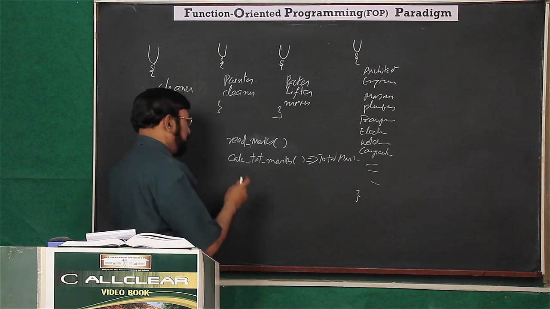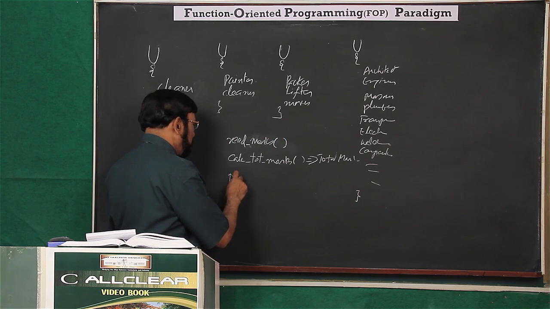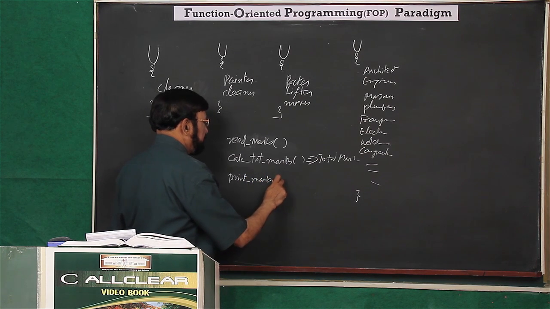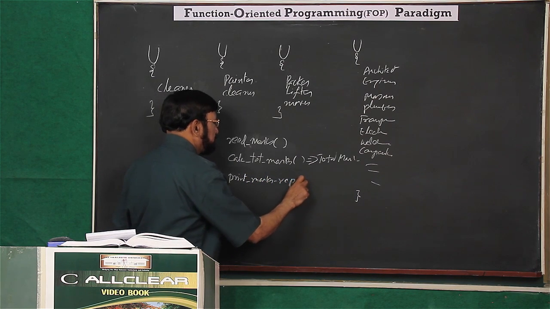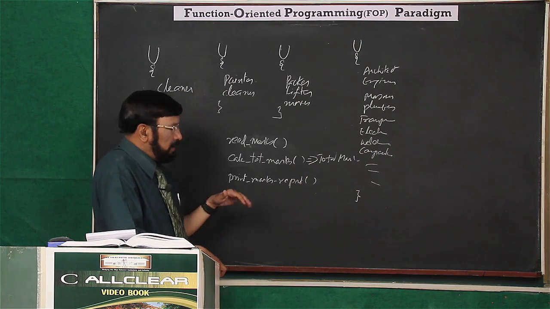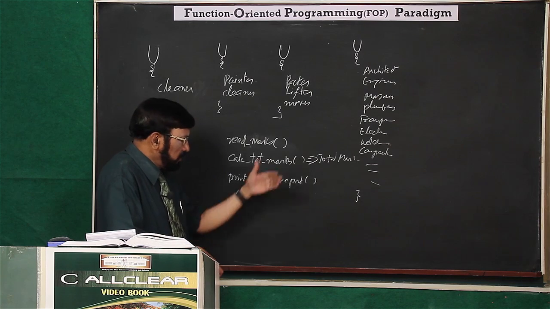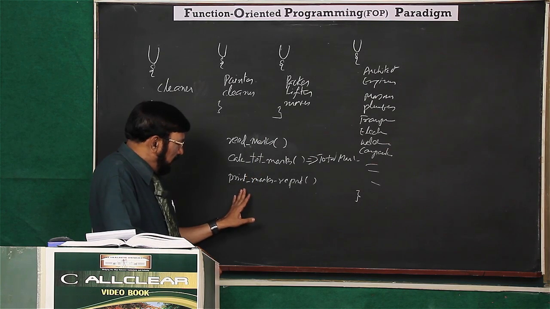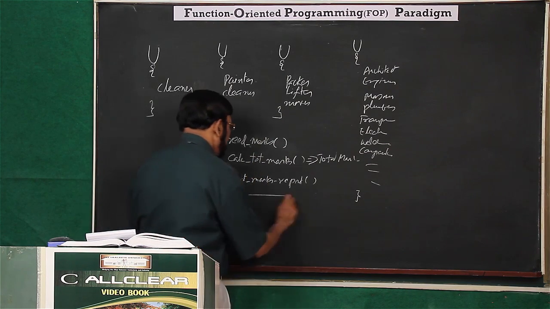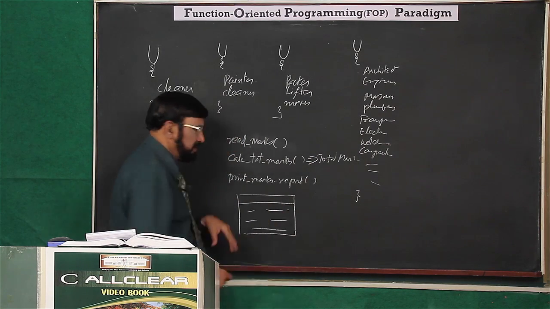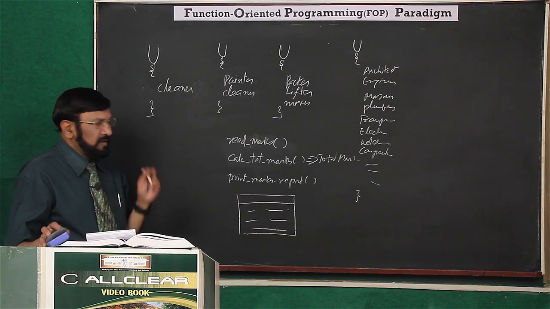Okay. Next, one more example. Print report. Print, let us say, marks report. Much clear. Print marks report. What is the job? All the necessary data required for a marks report, it takes as input and prints the marks report in a formal manner. Okay, like this. Understand? These are called functions.